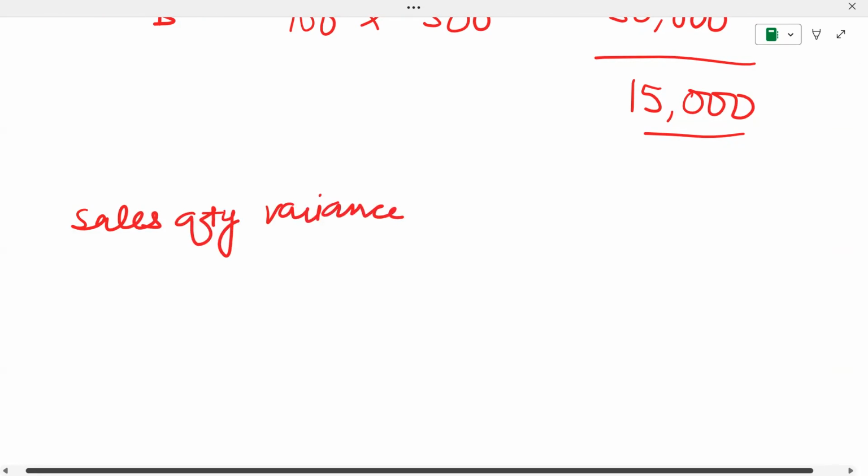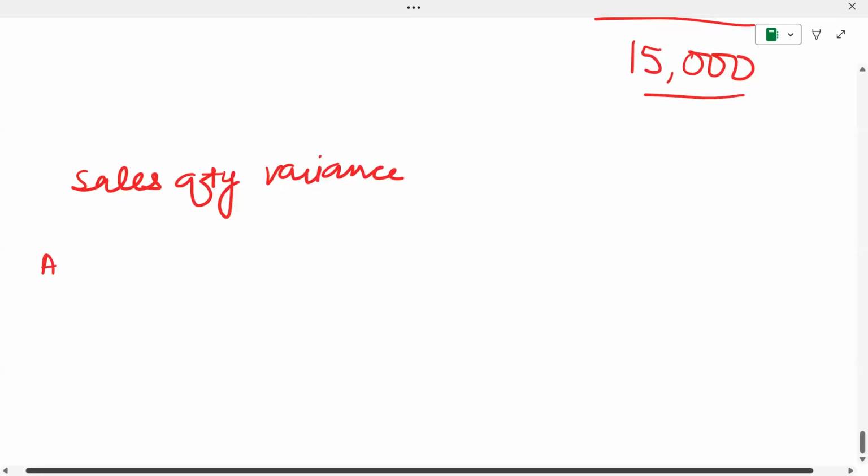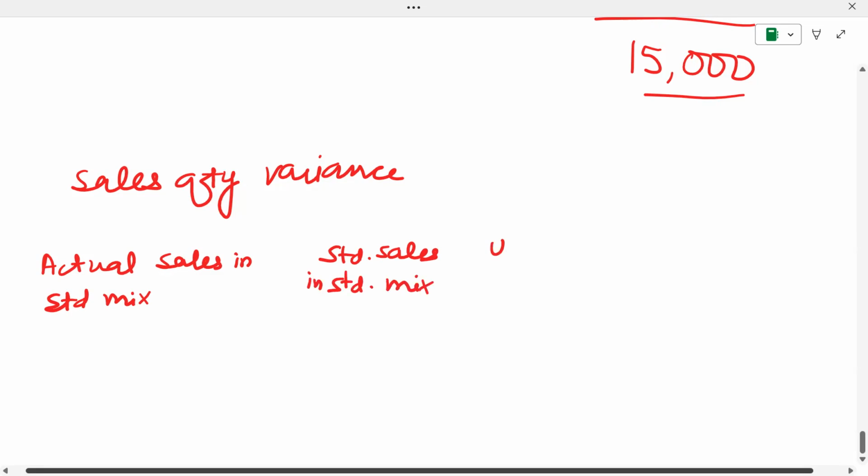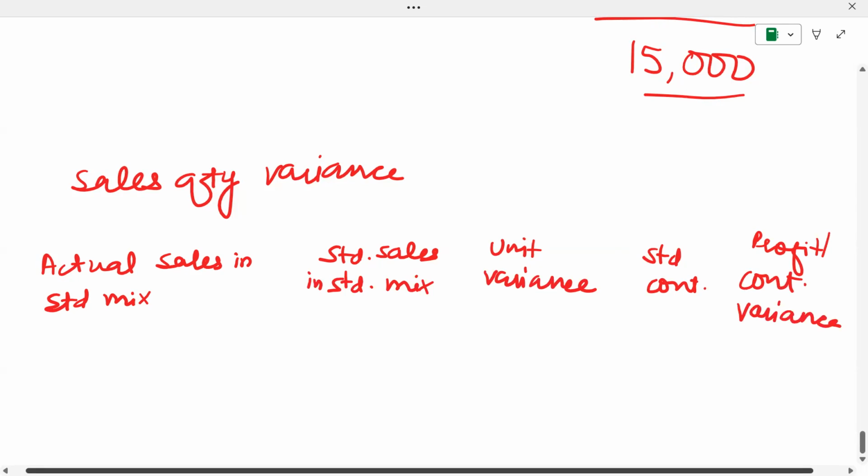So the main thing that we are concerned with over here is how much quantity we were supposed to sell and how much we have actually sold, and you multiply that with the profit or contribution per unit. So you compare the actual sales in standard mix, and then you compare this with the standard sales in standard mix, and then you find out the unit variance. You multiply this with the standard contribution, and then you get the profit or contribution variance. So this is how you work this out.